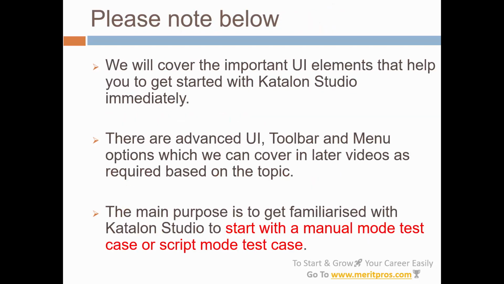Let's go forward. So please note these points. We will be covering important UI elements that help you to get started with Katalon Studio immediately. So the main UI elements, the main menus, toolbar, project structure, settings, those are the things we are going to cover. Then there are advanced UI, toolbar and menu options. There are advanced stuff which we can cover later in the videos as required, based on advanced topics or framework level. The main purpose is to get familiarized with Katalon Studio so that you can start with a manual mode test case or script mode test case. So that's the main purpose.